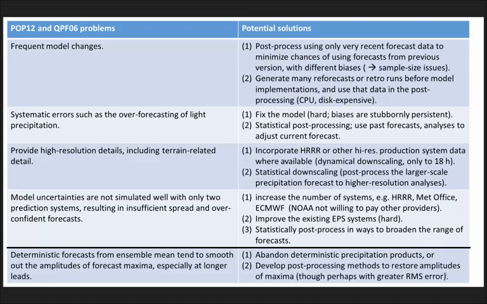Now, moving to a problem specific to QPF here, one of the things that we notice is that the deterministic forecasts from the ensemble mean tend to smooth out the amplitudes of the forecast maxima, and they therefore don't really give you a sense of the potential expected amount in a high-impact event. I would like to hope that in the long run we're more thinking probabilistically than deterministically, though it is understandable that we continue to use deterministic prediction products because they're very understandable to our customers. But we can also develop post-processing methodologies that are able to restore some of that amplitude, and we'll be doing that in the national blend.